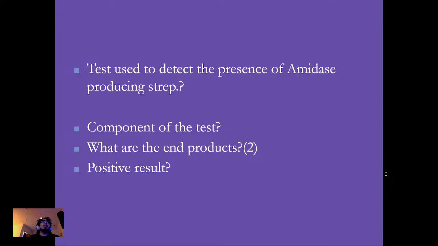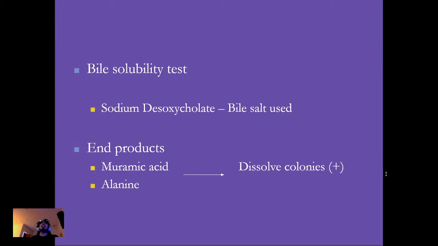Tests used to detect the presence of amidase producing strep. Amidase producing strep. Wag mo munang next, Patrick, kasi baka hindi ko memorize. Sandali. The test for that is bile solubility. We use sodium desoxycholate. That is the bile salt that is used. The end products of this test include muramic acid and alanine, which dissolve colonies. Tama ba? Positive result is dissolved colonies.